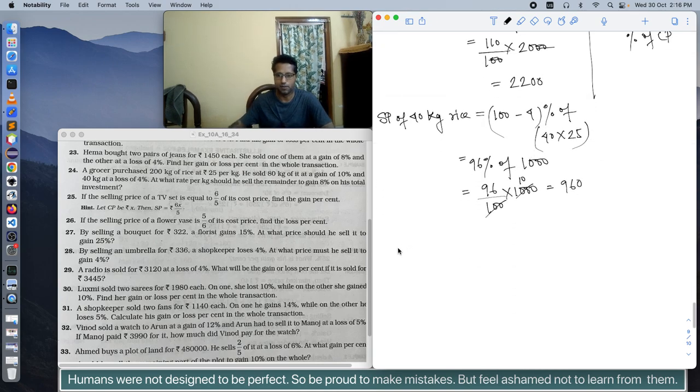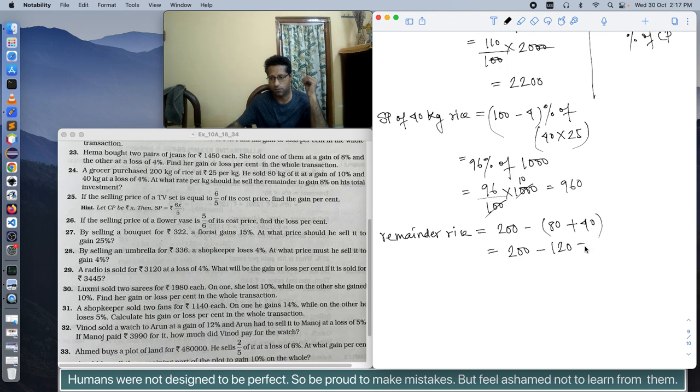Now what is the remainder? Remainder rice is equal to the total rice, which was 200, minus 40 kg minus 80 kg. 80 kg was sold at a gain and 40 kg was sold at a loss. So the remainder amount of rice is 200 minus 120, which is equal to 80 kg.